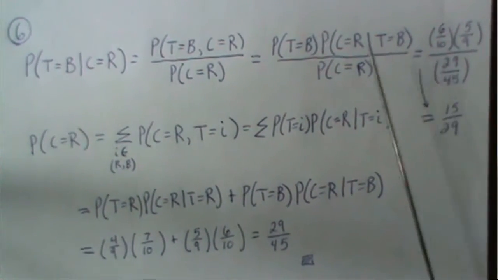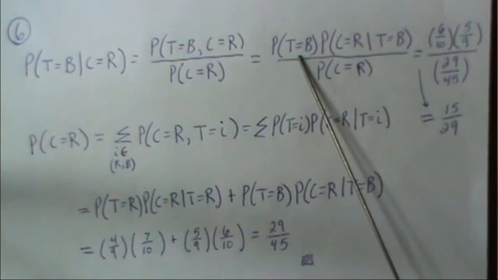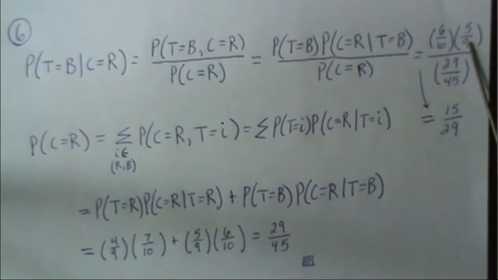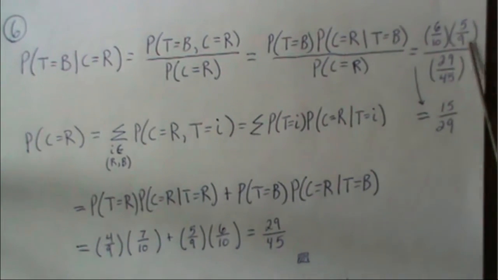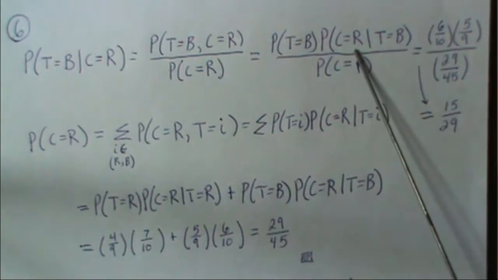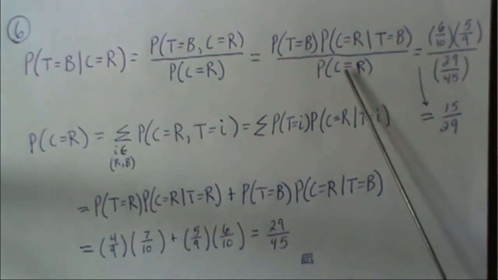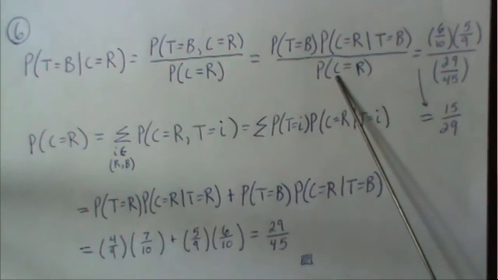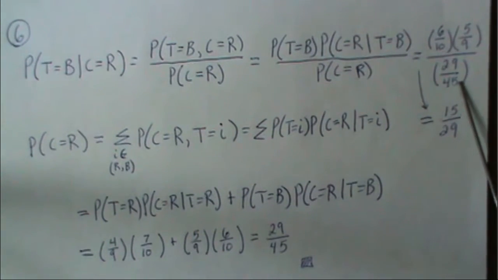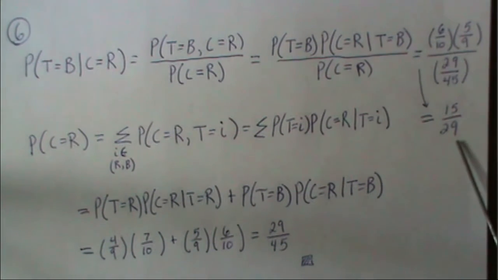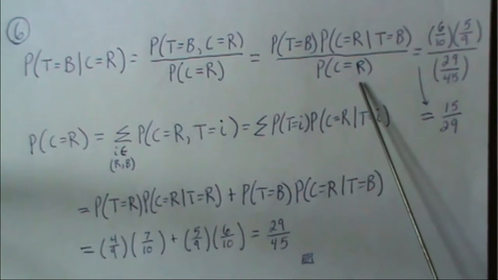Well, the numerator is pretty straightforward. The probability that we transfer a blue ball is 5/9, and I had these backwards by accident. So it's 5/9, and the probability that we choose a red ball, given that we transferred a blue ball, is 6/10. And then we'll show that this probability of choosing a red ball is 29/45, and then this reduces to 15/29. So now once we figure out how to solve that, then we're finished.